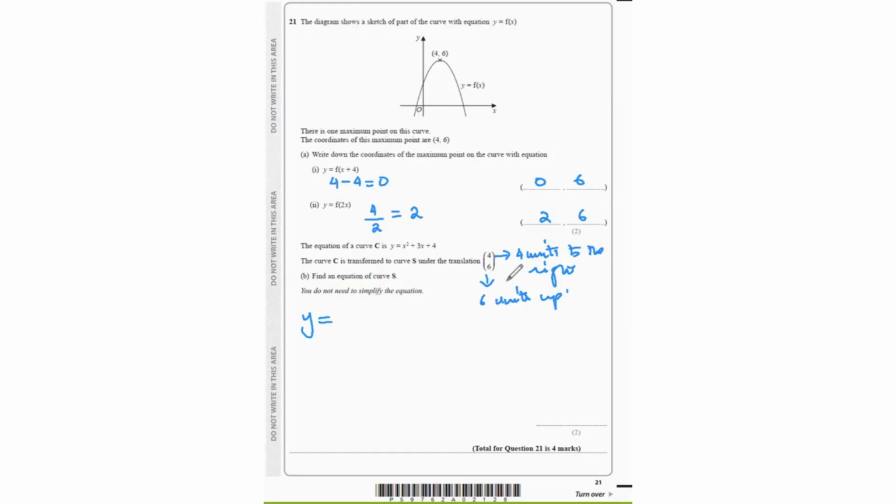Since it's moving 4 units to the right, we will subtract 4 from x. So wherever there's x, we'll write x minus 4 now. And to y, we will just add 6, so just add 6 at the end of the equation. That's it. So (x minus 4) whole squared plus 3x minus 12 plus 10. So (x minus 4) whole squared plus 3x minus 2. It says you don't need to simplify the equation, so you can leave it as it is. You don't really need to expand the bracket. You will get the mark.